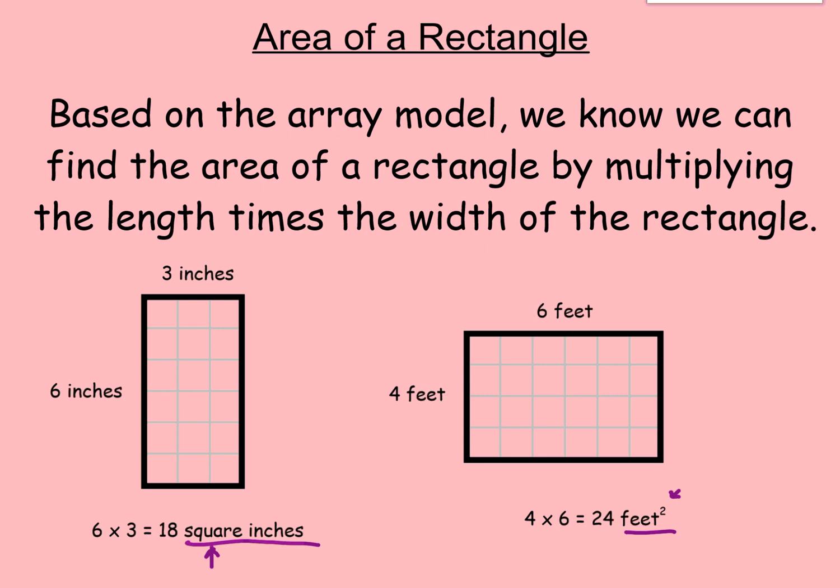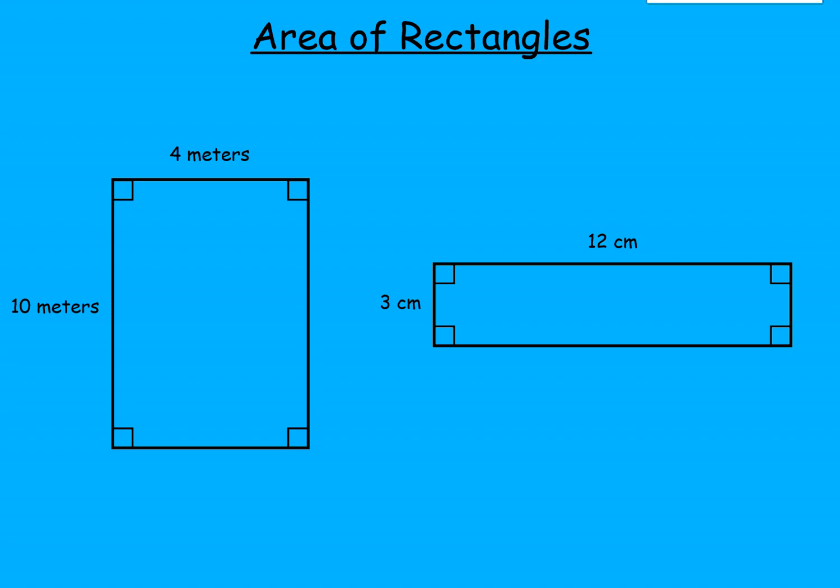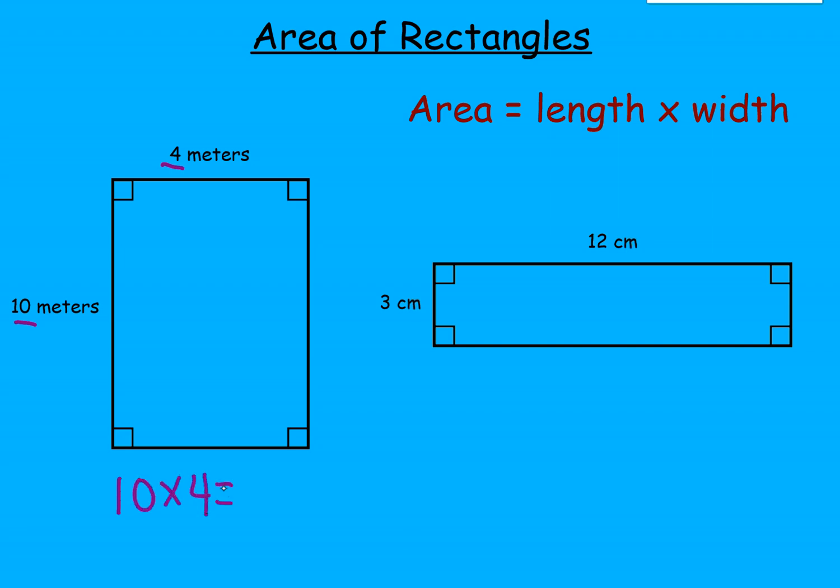Let's go ahead and just practice a couple. So if I take a look at these two rectangles, again, I want to be reminded that the area is the length times the width. Also, I just think without actually drawing the array inside, I see I have a 10 by 4 here. So this one would be 10 times 4. I just need to be able to do that, which is 40 square meters.